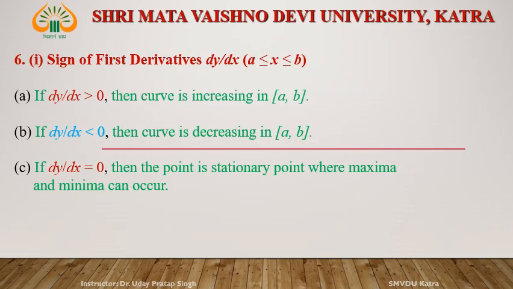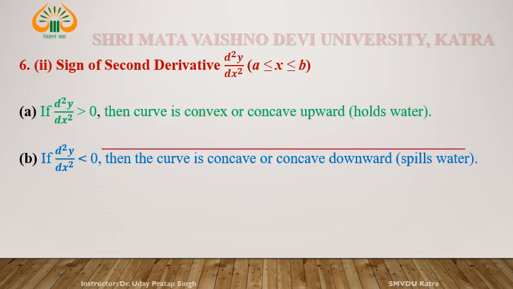Then what is the sign of the derivative dy by dx in the region AB? If x lies in the closed interval AB and dy by dx is greater than 0, then the curve is increasing in this region. If dy by dx is less than 0, then the curve is decreasing in this region. If dy by dx is equal to 0, then at that point either maxima or minima occurs.